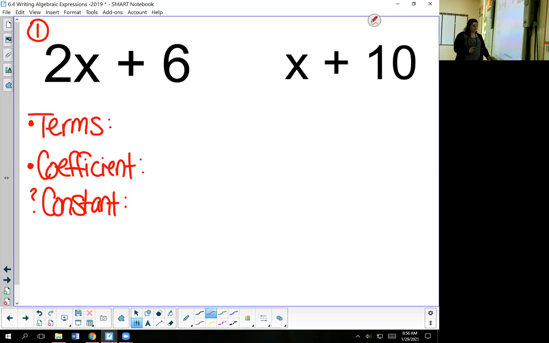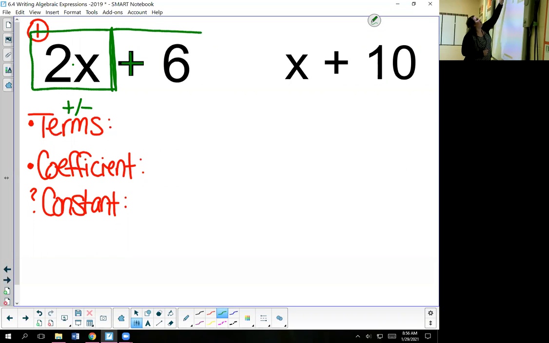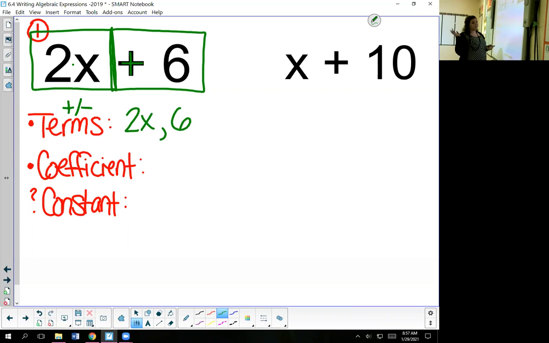So, terms. Do I have addition or subtraction? Yes. This is multiplication. I don't separate that. This is addition. So I'm going to cut right in front of the plus sign or positive sign, and I'm going to box in my terms. I got 2 terms here. I got 2x and I have a positive 6. So what are my terms here? In the first box is 2x, and the second box is just 6. You don't have to put a positive 6, but if you want to, or a plus 6, that's fine. It won't mark it wrong. It's correct.